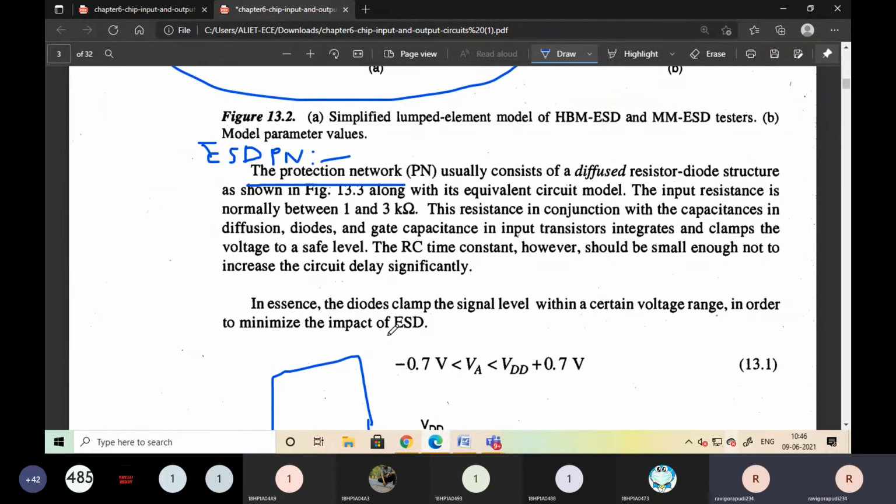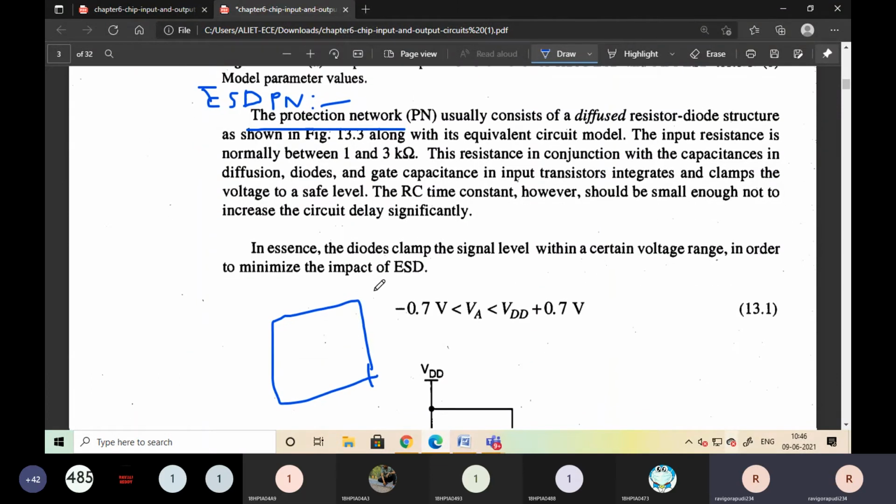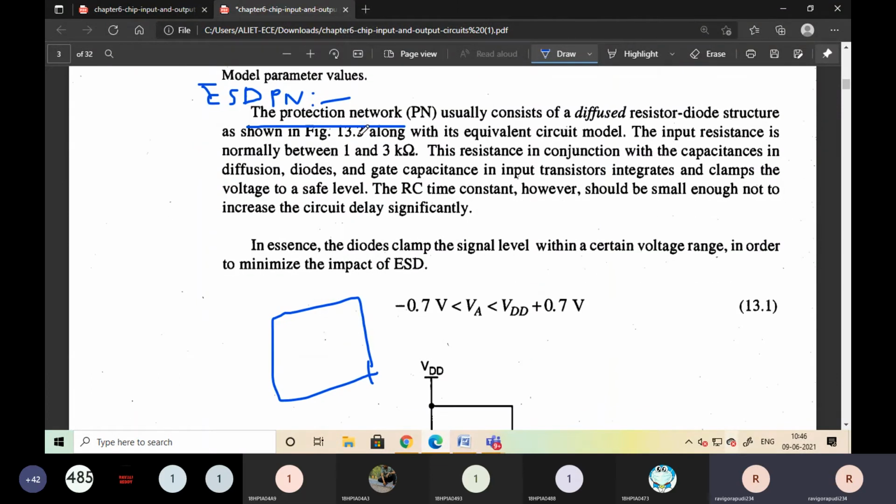Okay, ESD protection network. Keep subheading ESD protection network. Simply PN. For what is a protection network, I am explaining. For example, this is an IC. For example, I want to give some input to the IC.